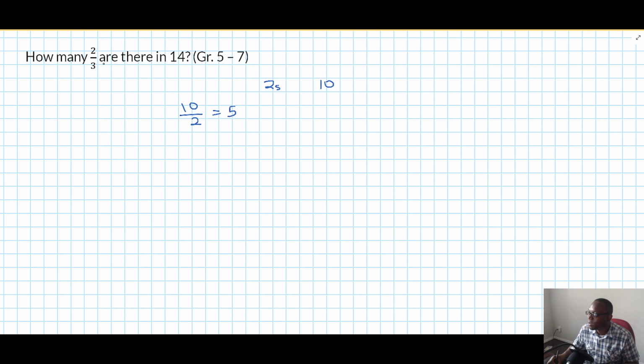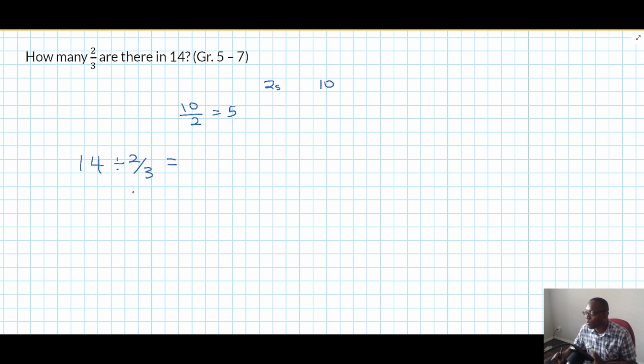How many 2/3 are there in 14? So how many groups of 2/3 can you get in 14? It's going to be 14 divided by 2/3. Now we have to apply fraction division, dividing a whole number by a fraction. And here's how I like to do it.